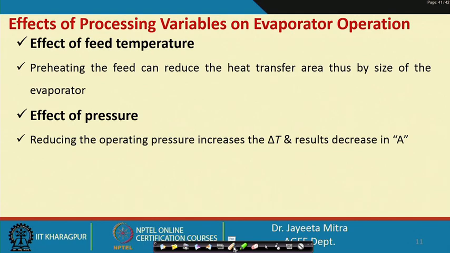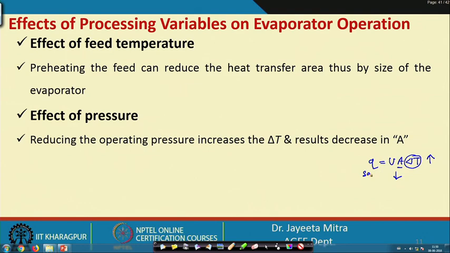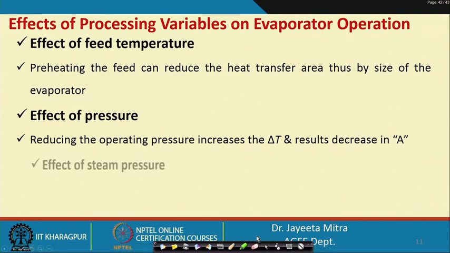That means, if the pressure is reduced or vacuum is generated inside, delta T will increase and results in decrease in area, because the overall heat transfer Q is equal to the overall heat transfer coefficient into area into temperature difference, that is Q equals U A delta T. So, if delta T is increasing, A will decrease to get the same heat transfer effect. Therefore, reducing the operating pressure increases the delta T and results in decrease of the heat transfer area.